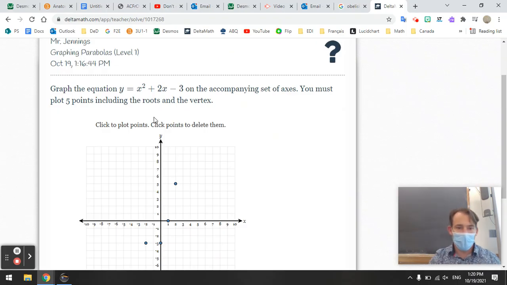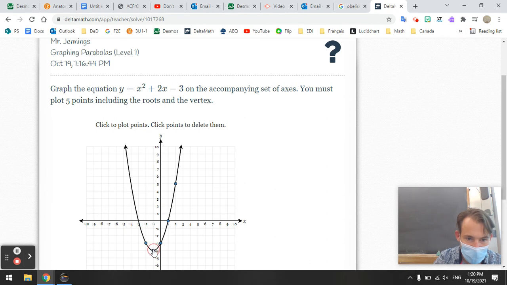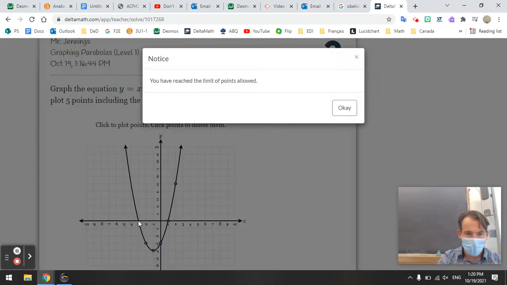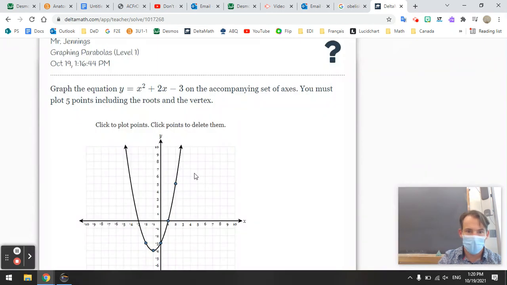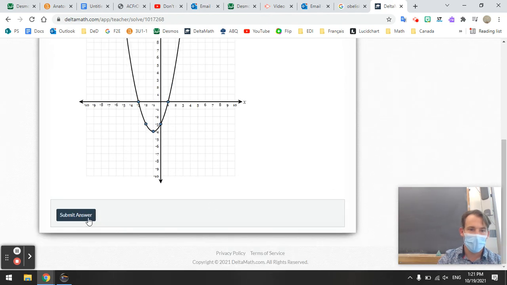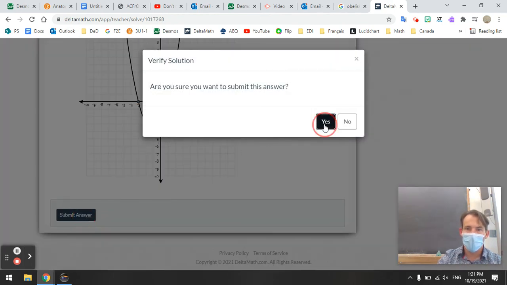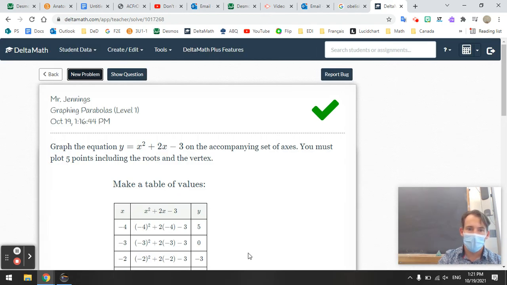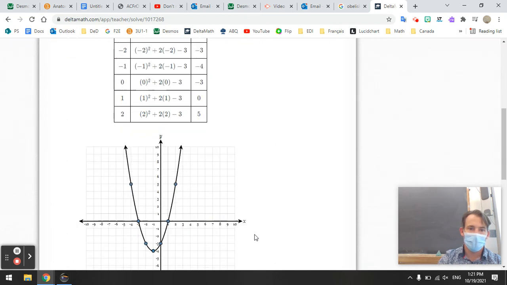Now, here, I'm going to put that point on, and it's going to say you're done. But if I wanted to keep graphing points, I could go ahead and I could graph this 0 over there. Boop. You've reached the limit of points allowed. Okay, let's take away that point, and we'll put on this point over here. I can see the axis of symmetry, and so I can put my points in around that axis of symmetry. If I see a point up here, I can put the corresponding point over there. Now let's see if I'm right. Submit answer. Are you sure? Yes. Yay! And they use a table of values like that to produce these points.